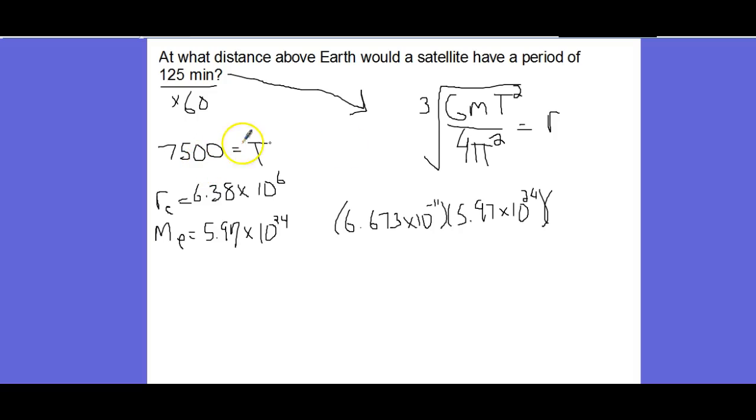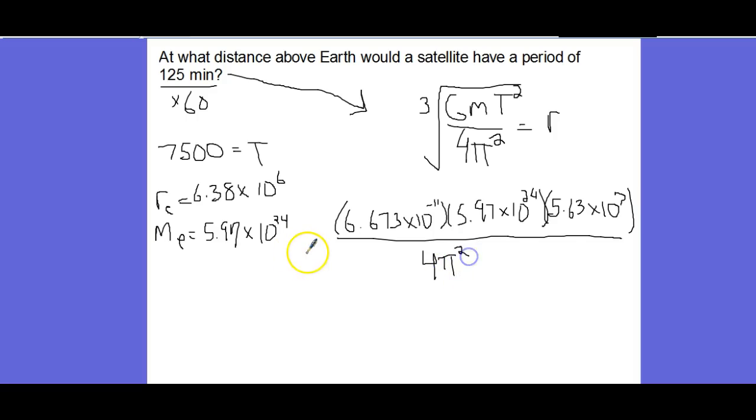And then I have this 7,500, and I've got to square it. I don't think my small calculator will do it, so I'll just do it right here. You won't be able to see it, but that's fine. And that gives me 5.63 times 10 to the 7. Okay. And the bottom stuff I don't need to worry about because it's 4 pi squared. I'll just divide it all in once I get the top part done.